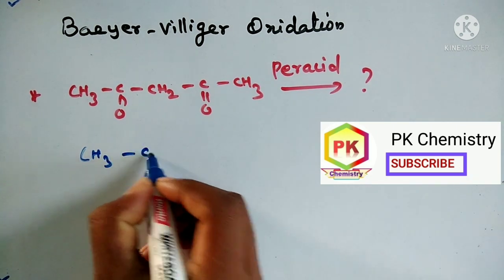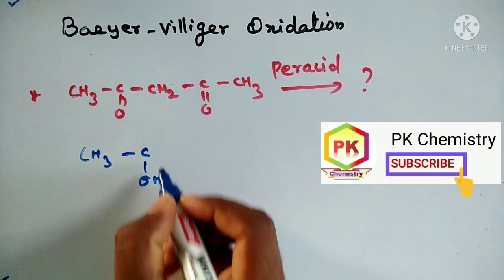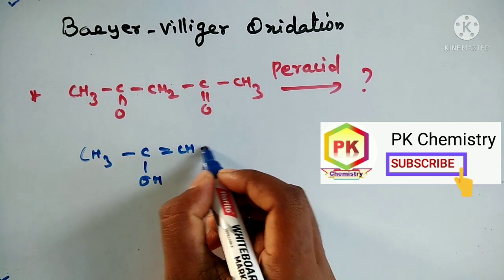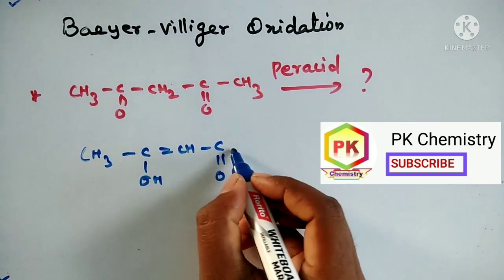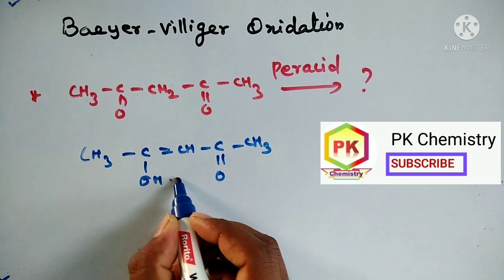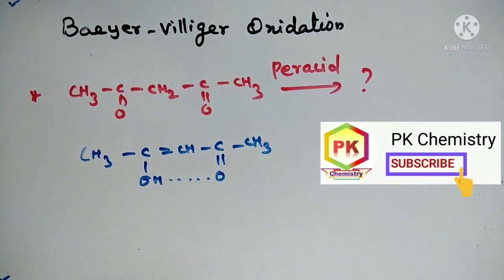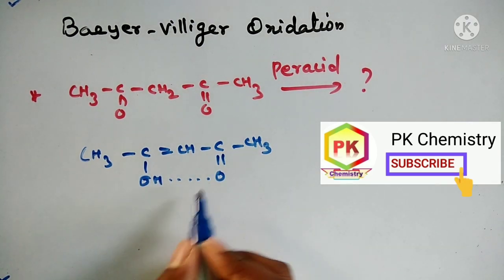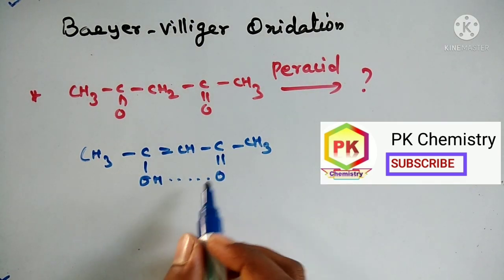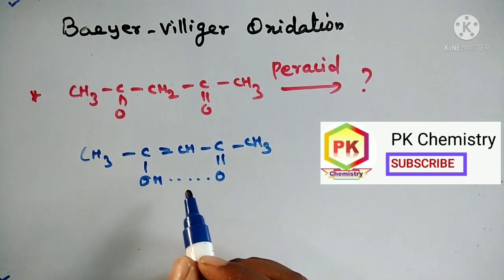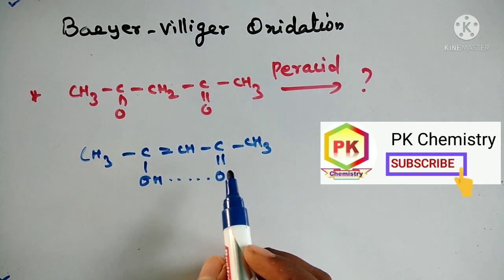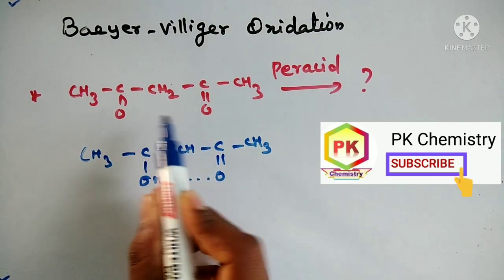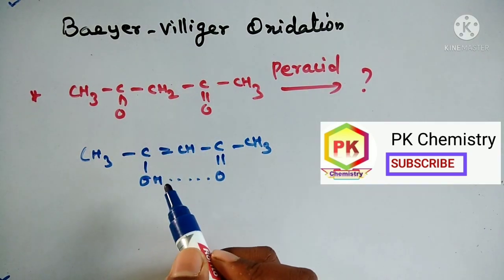CH3-C-OH=CH-C=O-CH3. So it will form a hydrogen bond. Hydrogen bonding is nothing but the hydrogen between two electronegative atoms. After forming this hydrogen bond, it loses the ketone identity. So Baeyer-Villiger oxidation does not occur in the case of 1,3-diketones.